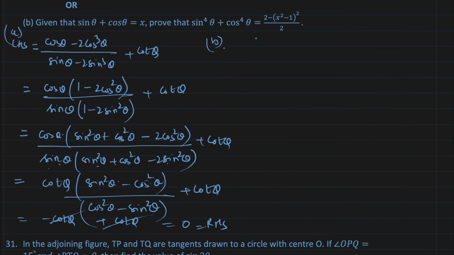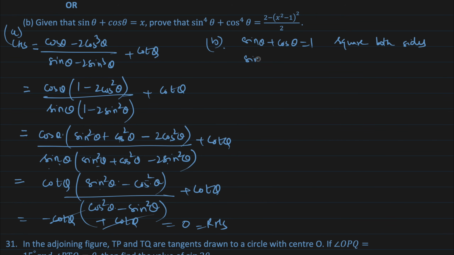Sine theta plus cos theta is given to you as x. Okay, and you have to find out what? Prove that this is equal to this. So let's do one thing, let's calculate this. So what's given? Sine theta plus cos theta is given as x. So square both sides.